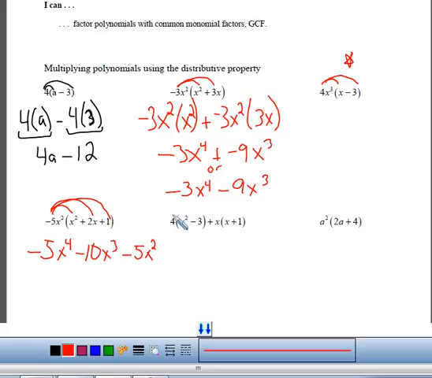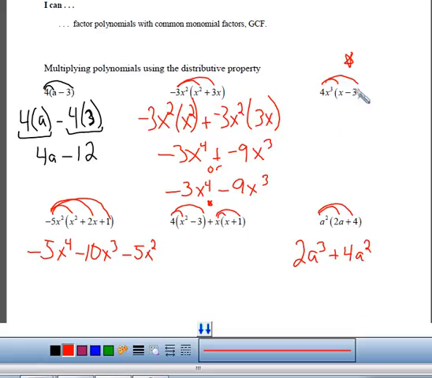Alright. I'm going to skip the middle one, let you do this. You're going to need to distribute. And then see if there are any like terms you can combine. So here's another one for you to try on your own. A squared times 2a and a squared times 4. So a squared times 2a is 2a to the 3rd power. A squared times 4 is 4a squared.